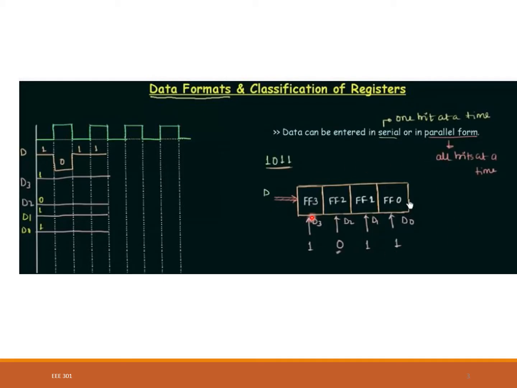So again, this is a typical register block. We have 4 flip-flops here, flip-flop 0 to flip-flop 3. Say we want to store these values 1 0 1 1. So we can store this in parallel, so 1 0 1 1, something like that. So this is parallel, all bits at a time, or we can store bits in series, one at a time, like first 1 then 1 then 0 then 1, something like that, right?